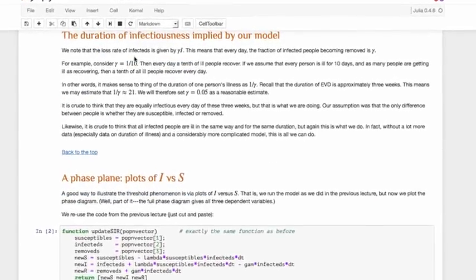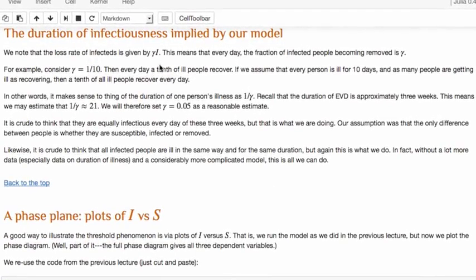There is also a duration of infectiousness implied by our model. So the loss rate of infected is gamma I, and that means that every day there's a fraction of infected people being removed, and that is the fraction gamma of all infected people. So if, for instance, gamma was 1 over 10, then every day 1/10 of the ill people would be removed. So if we say that the ill people go step by step, the number of people getting ill on day 1 is equal to the number of ill people being removed at day 10. That means that the duration is approximately 1 over gamma. That is how long people are ill for.